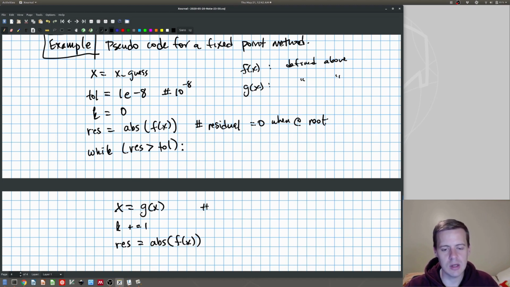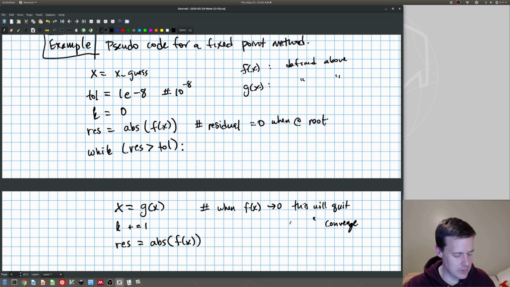So when am I going to converge? So when, right, f of x approaches 0, then I'm going to stop and I'm going to get out of here. Okay? So that's how I'm going to know that I've converged to my solution. This will quit. This will converge, or has converged. Okay? All right. So that's a quick example of the pseudocode.